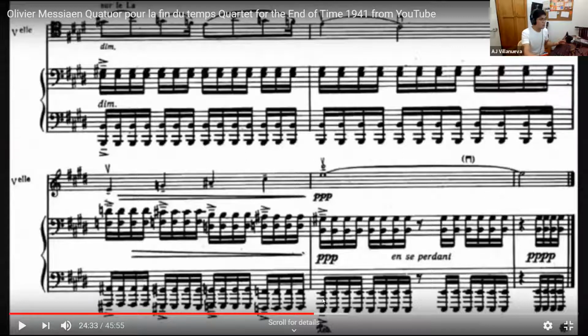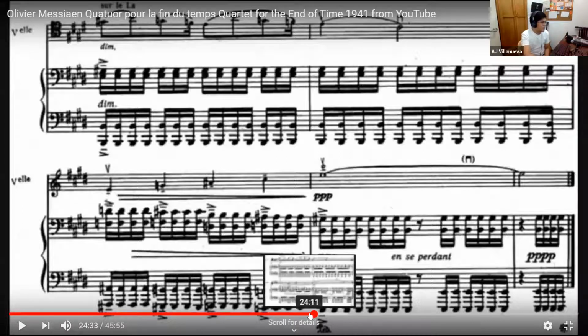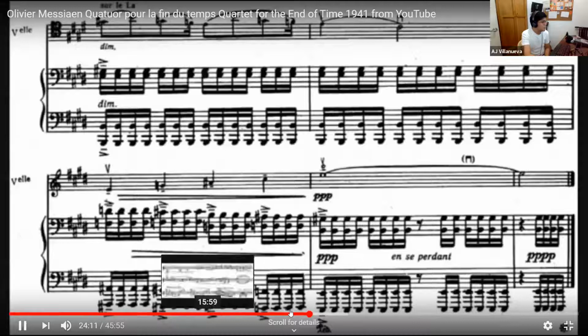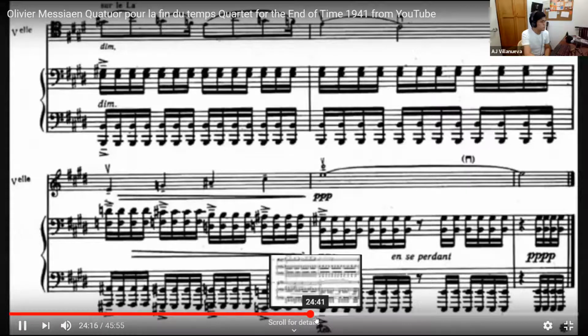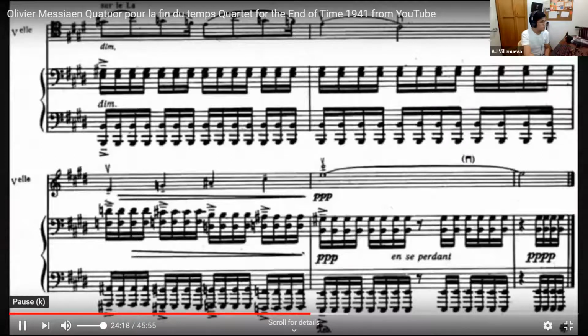Pero if we focus kunyari dun sa last two bars, kunyari ito. Play natin ng konti. So for example, itong bar na to, tuloy-tuloy siya.